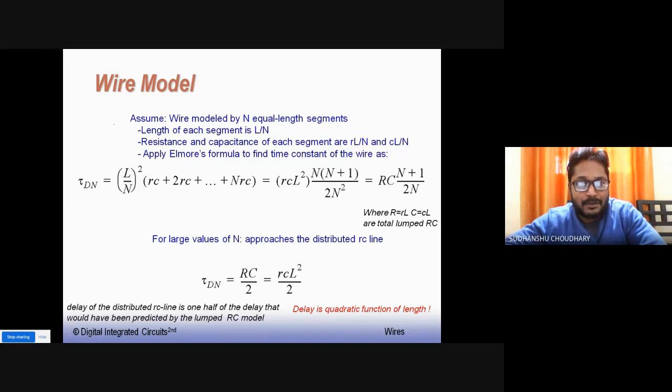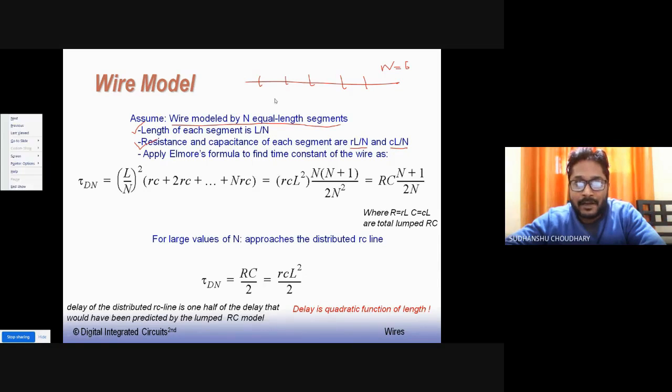So in the Elmore delay model, we also assume that the total wire length, right? So the wire is actually modeled by n equal length segments. That is, the total wire is divided into n equal length segments, and the length of each segment will be equal to L by n, so that the resistance and capacitance of each segment would be equal to RL by n and CL by n, right? So I have this wire. I'll divide this wire into n number of sections. Let's say n is 1, 2, 3, 4, 5, 6. So let's say n is equal to 6 here.